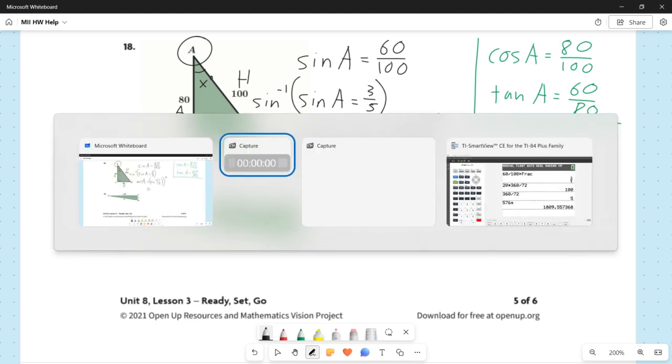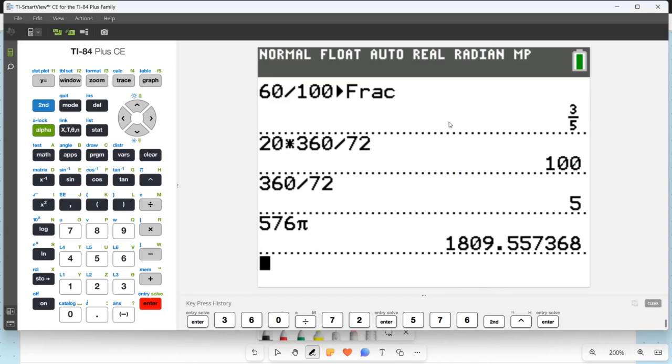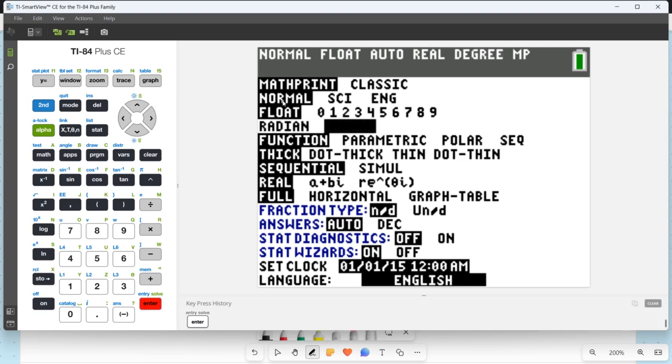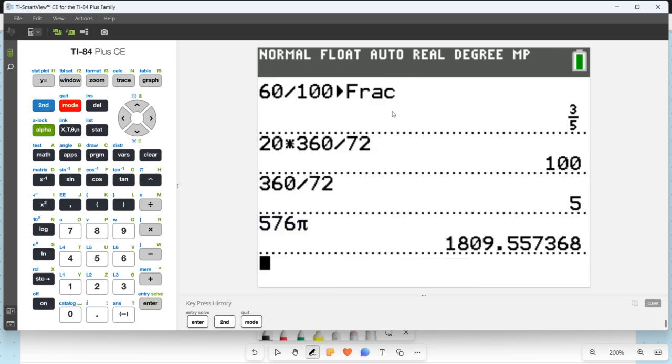So let's take a look at our calculator real quick. First of all, because we're using trig here, we have to make sure that we're in the right mode. Notice at the top of my calculator it says radian. Well, we're not dealing with radians, we're dealing with degrees. So what that means is I have to go to mode, and I have to go down to where it says degree, which is right there, and press enter. Notice that now not only is degree highlighted, but if you take a look at the top of the calculator screen, it now says degree. That's exactly what I want. So I'm going to press second mode to quit.